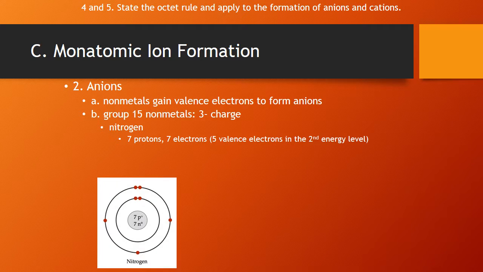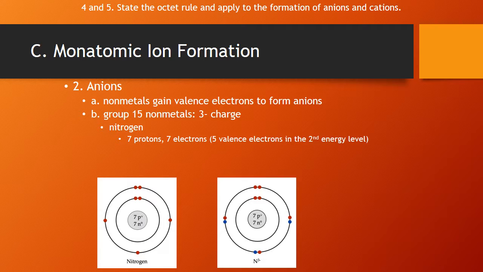And here you can see a picture of what nitrogen might look like, where we have the nucleus there with its 7 protons and 7 neutrons, and then we have 2 electrons in the first level, and 5 in the second, for 5 valence electrons and a total of 7. So nitrogen will have to gain 3 electrons in order to form an ion, because it needs those 3 electrons that are showing up there in blue in order to fill that octet.